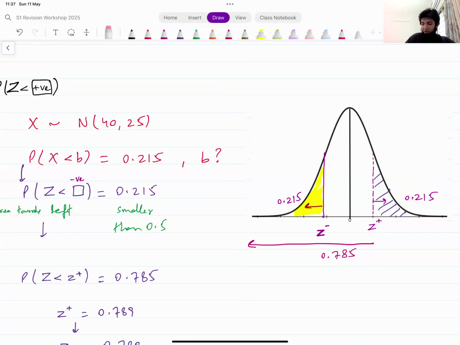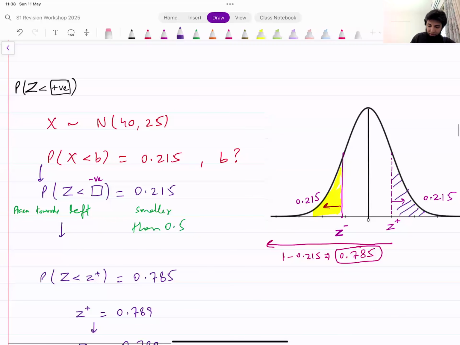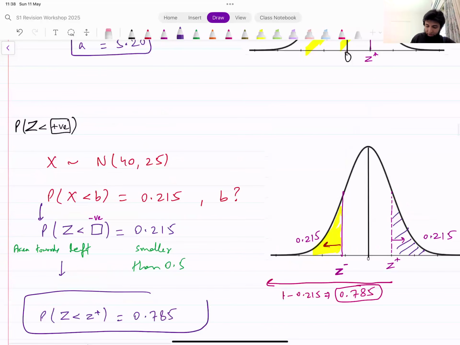But that as well, we cannot find from the table directly. We can only find area to the left side of a positive value. So now we say, if this area is 0.215, then what about the area to the left of this positive value? We could just say that is going to be 1 minus 0.215, and that is 0.785. So area to the left of this positive Z value is 0.785. We convert it to this form. We say probability of Z less than that positive value is 0.785.